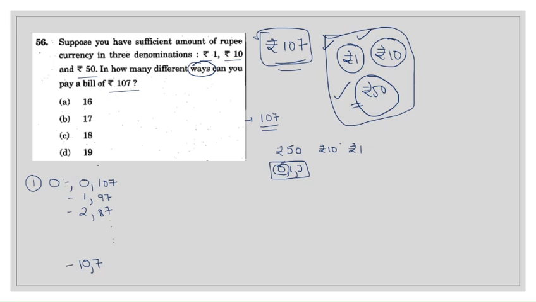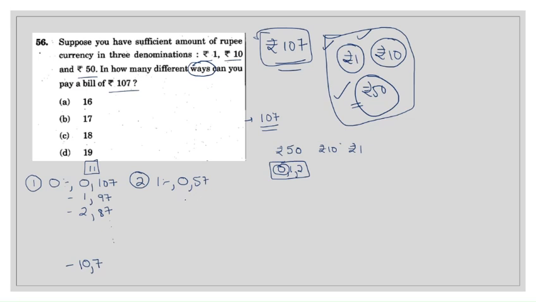So the combinations here that are present are 1, 2, so on till 10. So that is 10, and then plus this one, which means 11. Which means there are 11 combinations if we use 0 rupee 50 notes. Now we come to the second case that says that if we use 1 rupee 50 note, so we can use 0 rupee 10 notes and we'll use 57 rupee 1 coins. So that is one case.